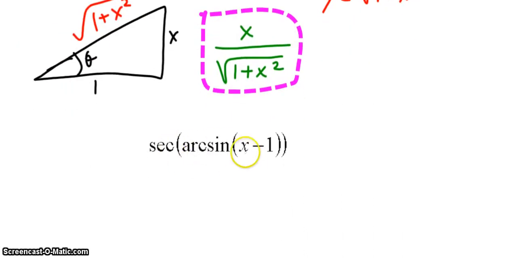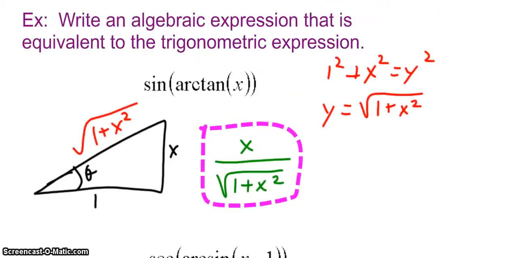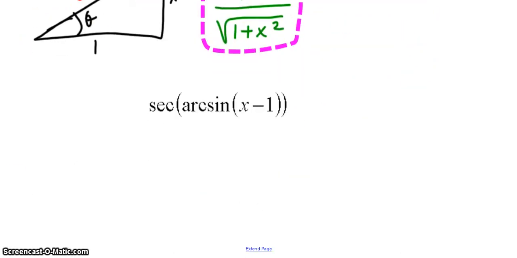Alright, so I want you to do the same thing here. Secant of the arcsine of x minus 1. So I want you to write an algebraic expression that is equivalent to that trigonometric expression. Pause the video, do that, unpause when you're ready to check your work.